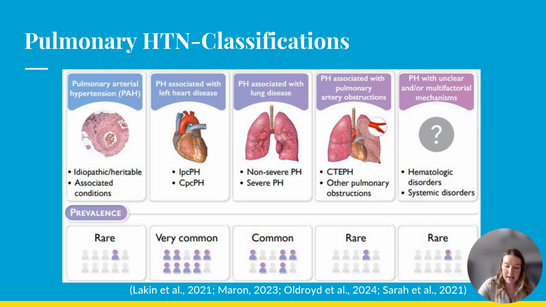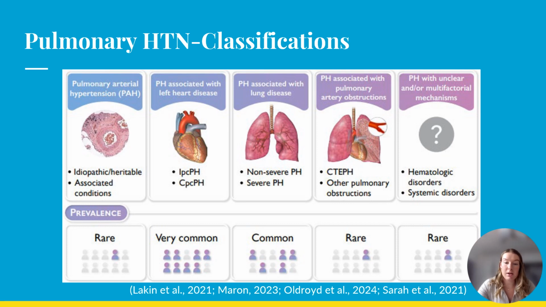Starting on the left-hand side, we have pulmonary artery hypertension. This is a subclassification of pulmonary hypertension. PAH is idiopathic, inherited, drug or toxin induced, such as from methamphetamines. It can be congenital as well. Connective tissue diseases, liver disease, HIV infection, and schistosomiasis.